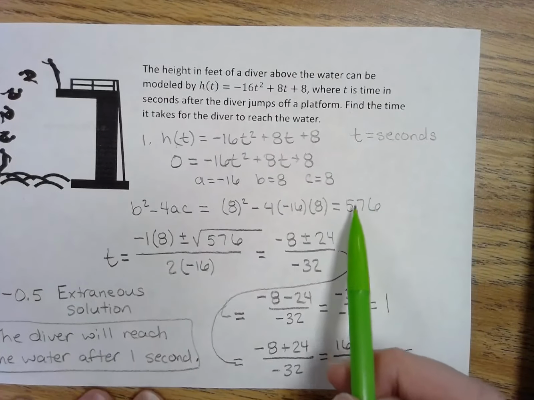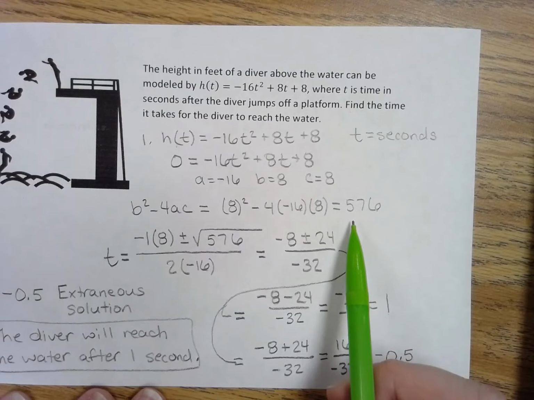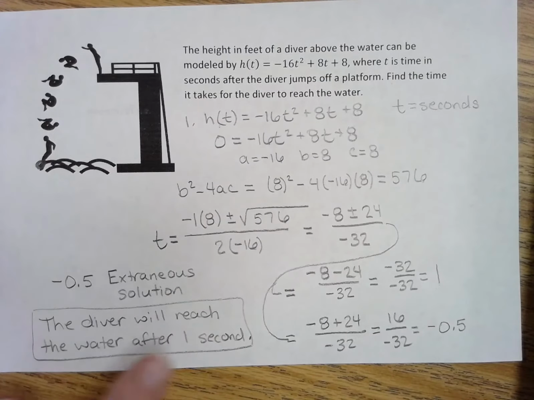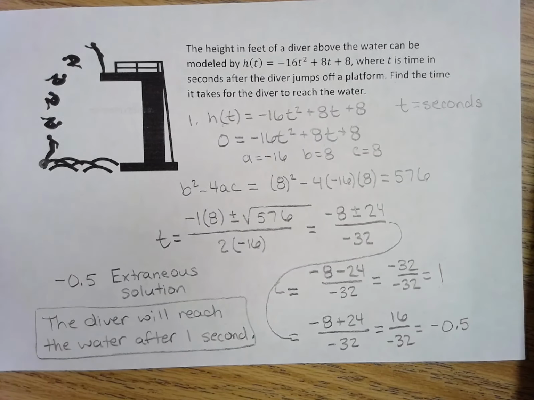Our discriminant told us we would get 2 real solutions. So we did get 2 real solutions, the negative 0.5 and the positive 1. However, for this situation, only the 1 makes sense. Let's take a look at our next example.